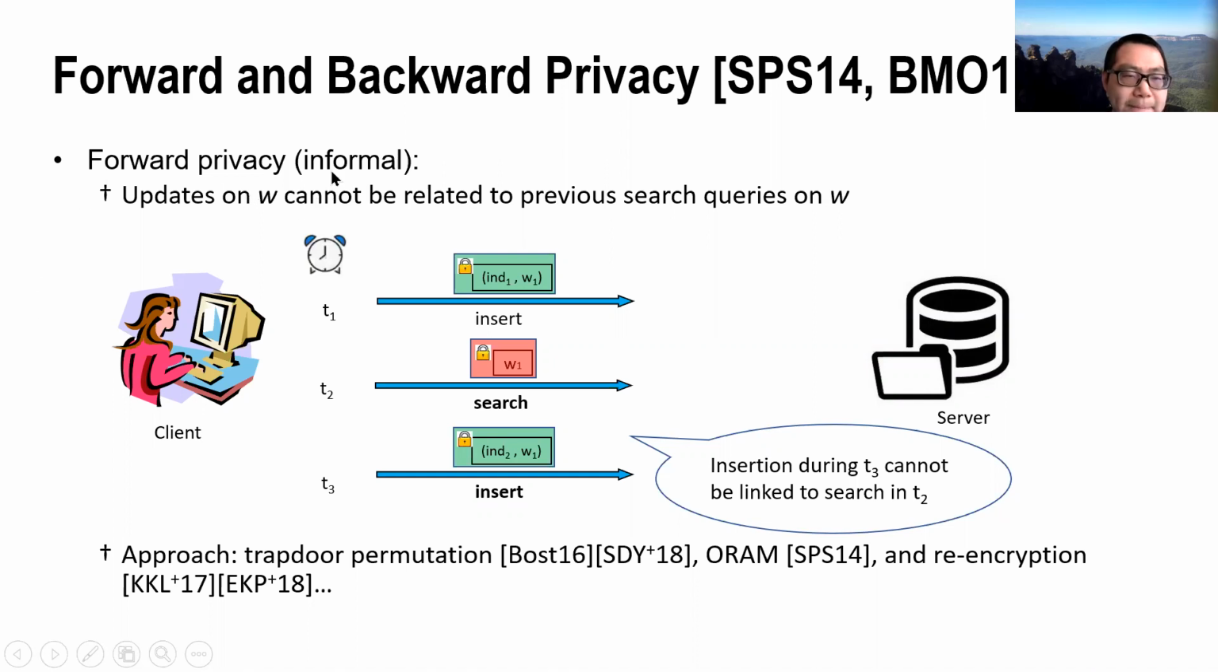Informally, the forward privacy ensures that the updates on keyword W cannot be related to the previous search queries on the same keywords. To be more precise, suppose that the client performs a sequence of operations. At time T1, she inserts a document ID1 containing keywords W1. At time T2, she performs a search query on the keywords W1. After that, at time T3, she further inserts a new document ID2 containing the same keywords W1. At this time, we hope that the server cannot establish the relations between the operations at time T2 and T3.